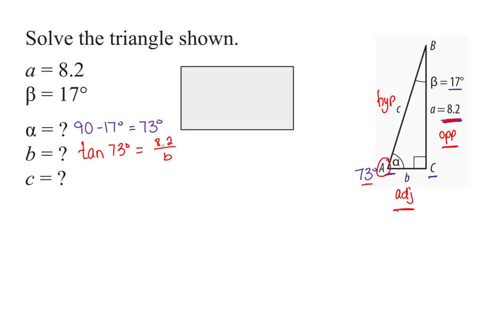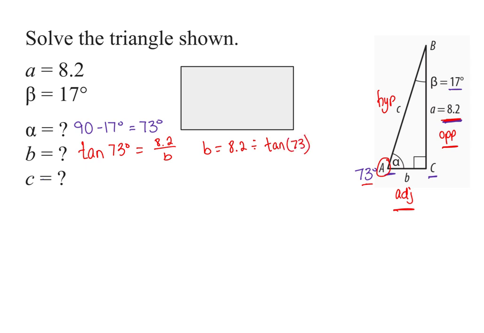How do I solve for that? In your calculator, what are you going to do? Tangent of 73 times 8.2. Right, so then divide across. So B is going to equal 8.2 divided by the tangent of 73 degrees.